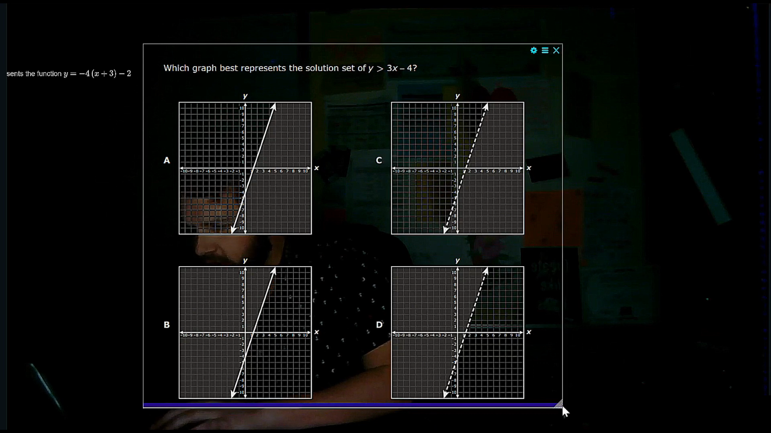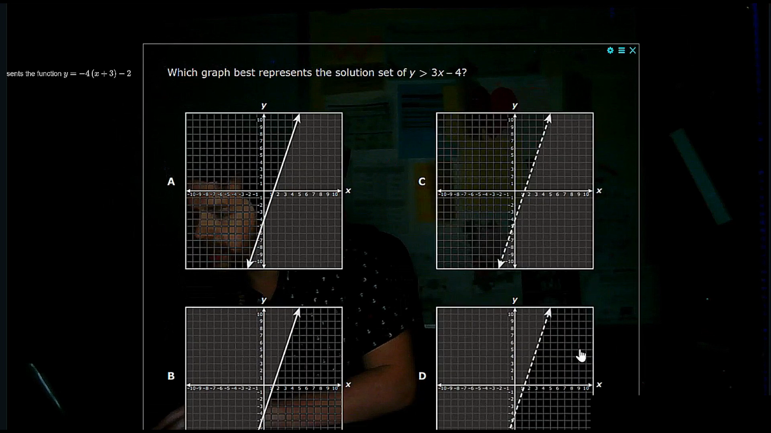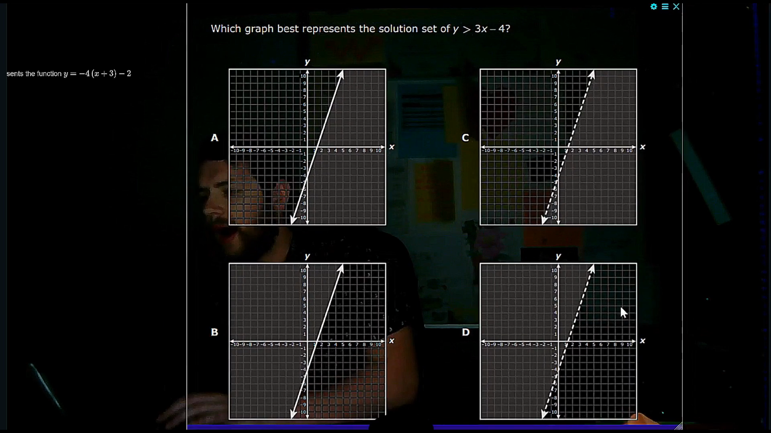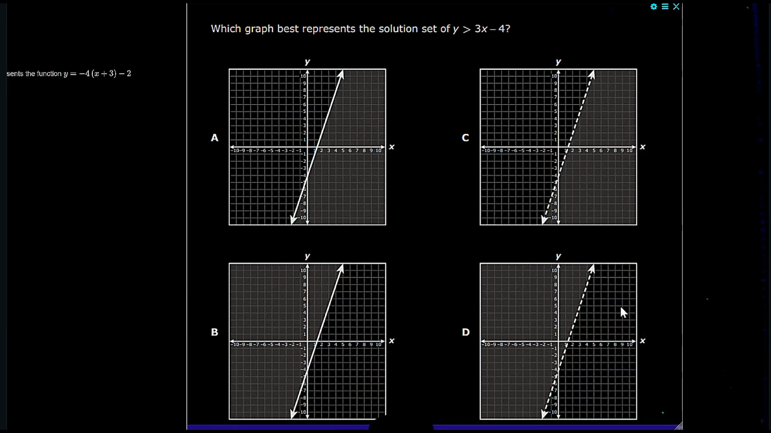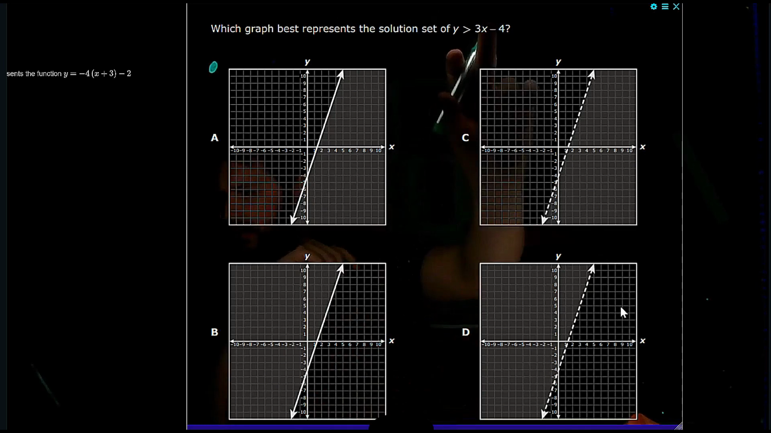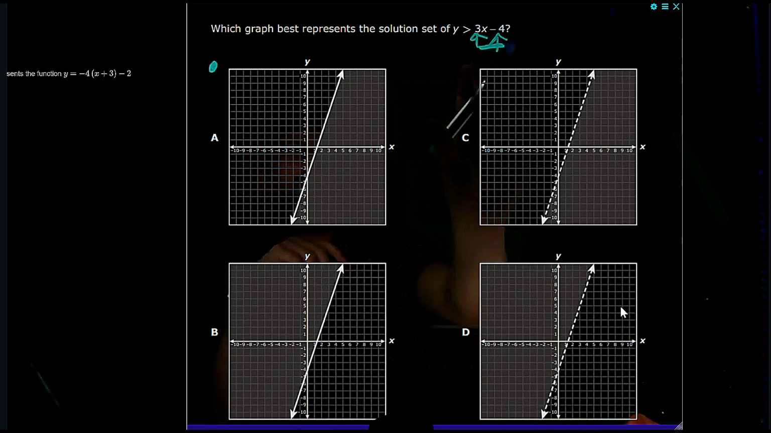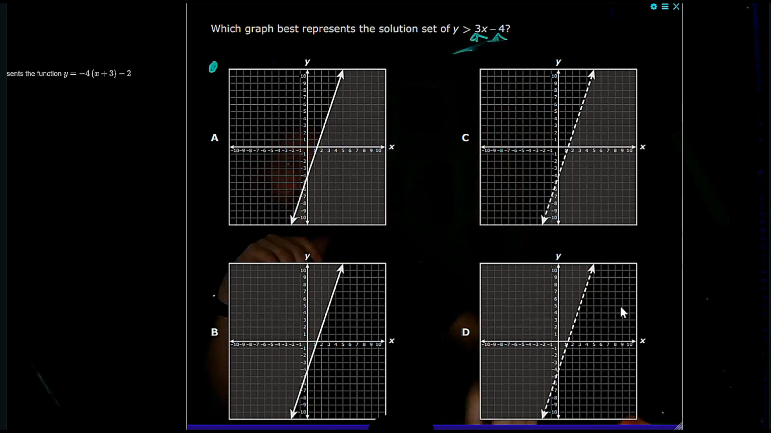Look at this one right here. Which graph represents the solution set of y is greater than 3x minus 4? So a couple of things here. I can't see what I'm writing. The slope here is 3. I do see we have a positive slope. The y-intercept is -4.